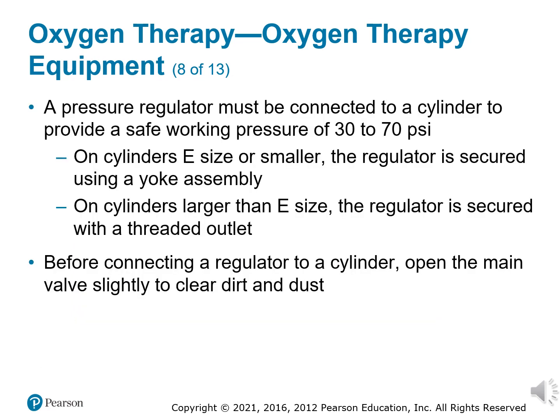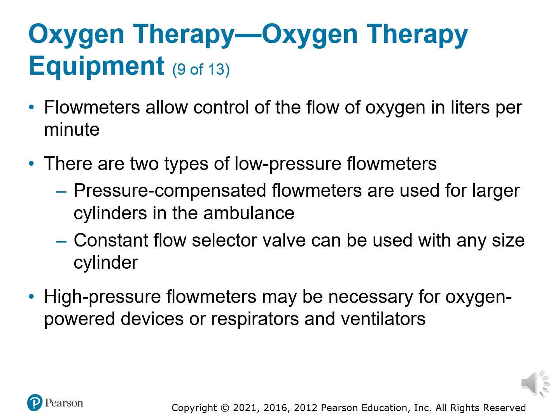A pressure regulator must be connected to a cylinder to provide a safe working pressure of 30 to 70 psi. On cylinders E size or smaller, the regulator is secured using a yoke assembly. On cylinders larger than an E size, the regulator is secured with a threaded outlet. Before connecting a regulator to a cylinder, open the main valve slightly to clear the dirt and the dust. Flow meters allow control of the flow of the oxygen in liters per minute.